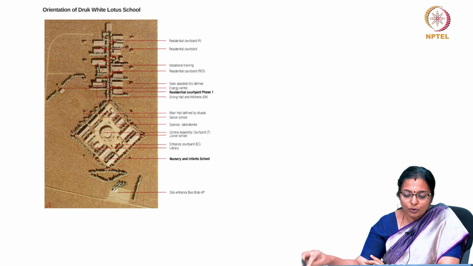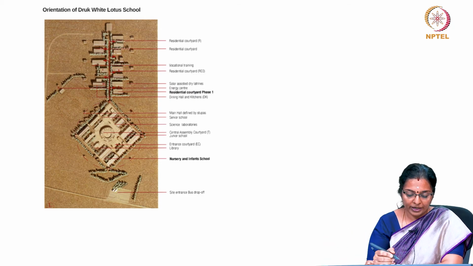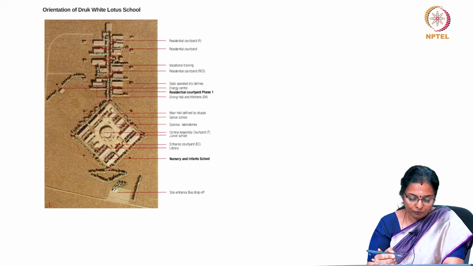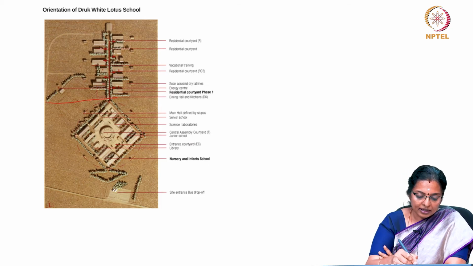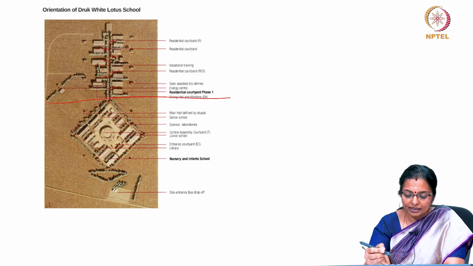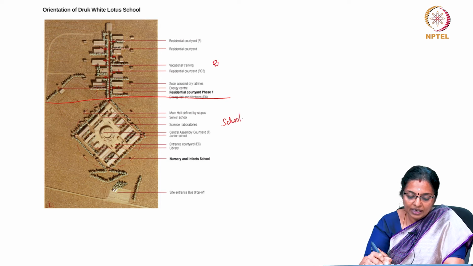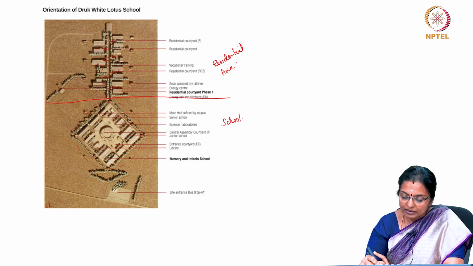So, if you look at the orientation, here you have two sets of buildings which are distinct, and in this you have the school building here, and here you have the residential area of the school, the classroom area.